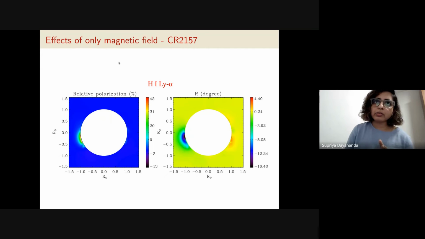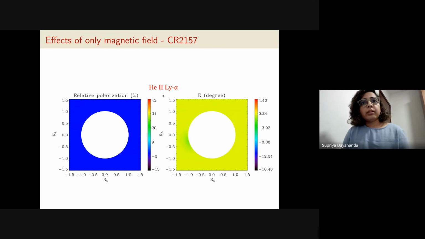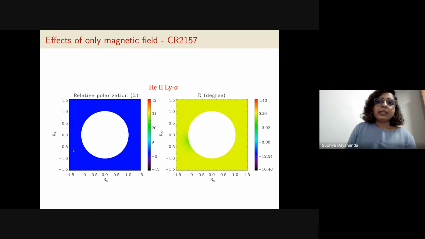So just to make it clear, now in the same model, I forget about the velocity fields and do the computation only for magnetic field effects. For the Lyman alpha line of hydrogen, you have the relative polarization and rotation of the plane of polarization. And for the helium line, there is nothing, proving that the Hanle effect is not there in the helium Lyman alpha line.